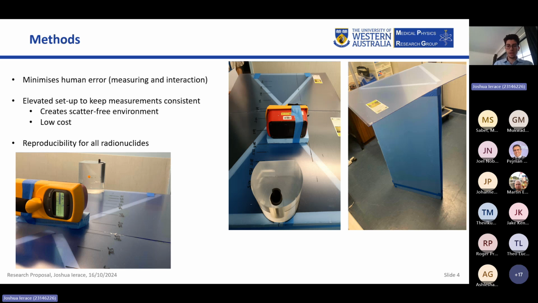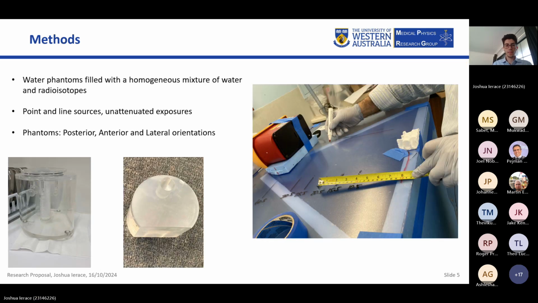As you can see, I'll be dragging the ionization chamber to each increment of distance. So this minimizes the human error element. This setup also has high reproducibility for all the radionuclides. So I'll be using water phantoms for 3 of the radioisotopes and a thyroid neck phantom for the iodine-131 measurements.